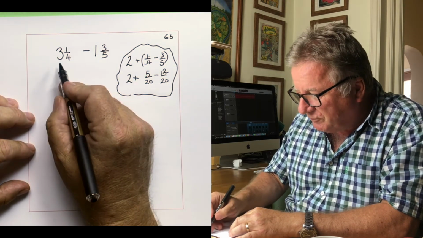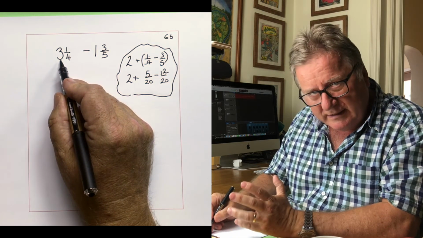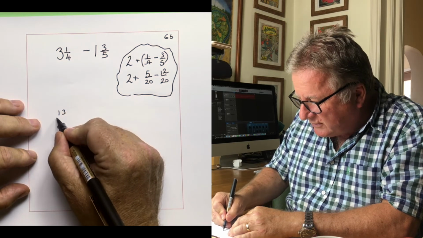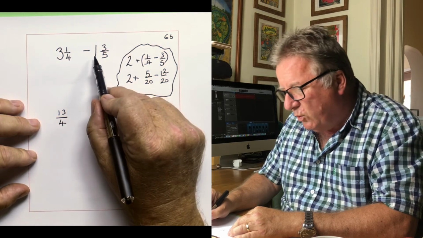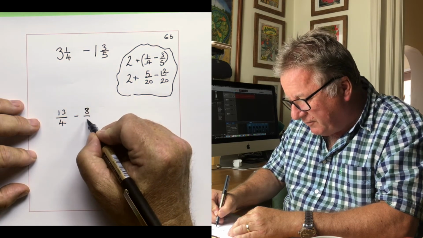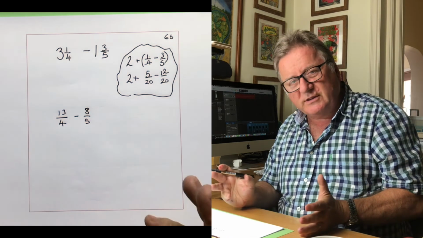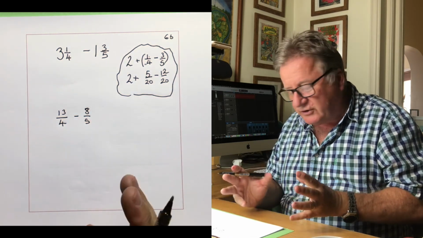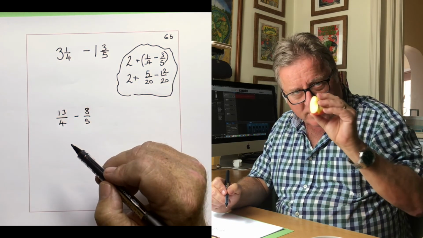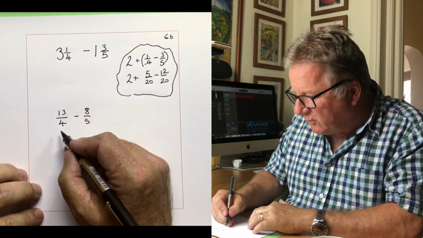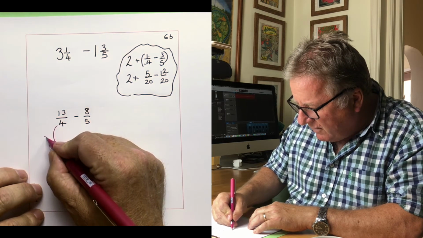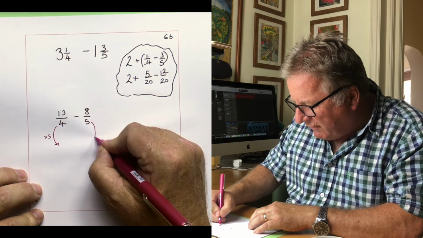it's slightly easier. 3 whole ones, if we're dealing in quarters, is 12 quarters. So 3 1/4 is 13 quarters. 1 whole one is 5/5, so I'm taking away 8/5. Okay, so it's now become a question we're quite used to, and I want to make the 4 and the 5 the same. Remember, same size pieces. So I'm going to multiply that 4 by 5 and multiply that 5 by 4.